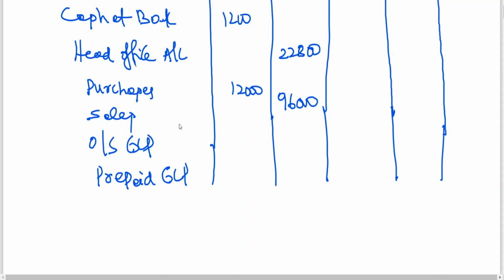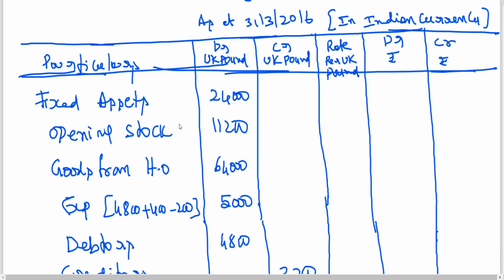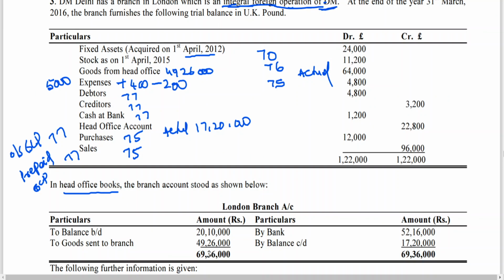The opening rate is the rate of exchange on the date of acquiring. On the date of acquiring the fixed asset it is 70 rupees. For opening stock, the opening rate is 76. Goods from head office, actual. What is goods from head office? We have seen 49,26,000.